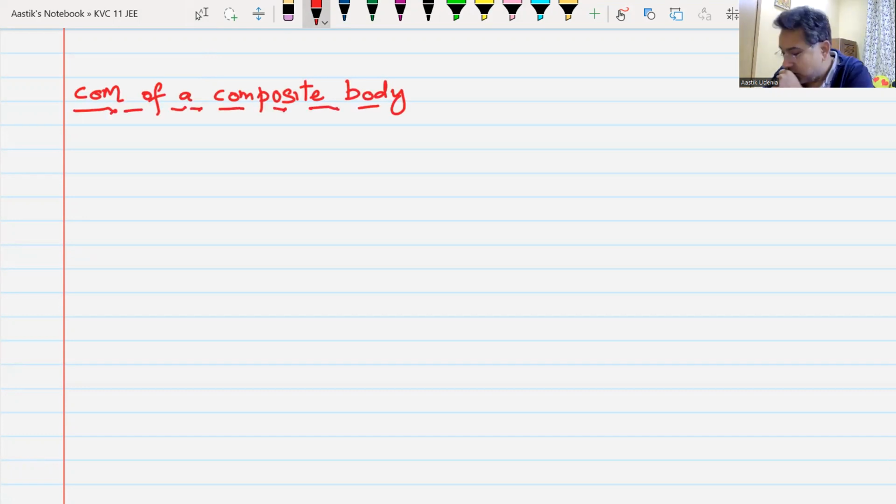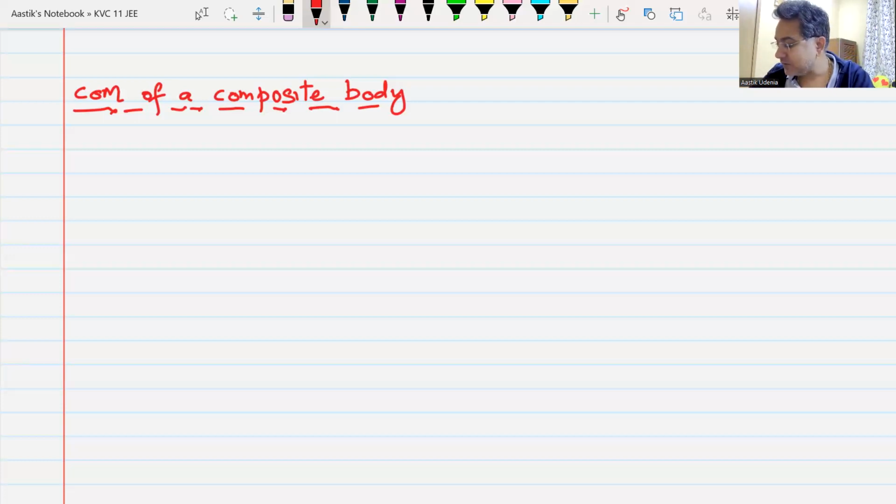Any idea what you mean by a composite body? It is attached to each other. Yes, you may have more than one body attached to each other, or kept close to each other, and we will have to find out the center of mass of that combined figure. How will you find it?